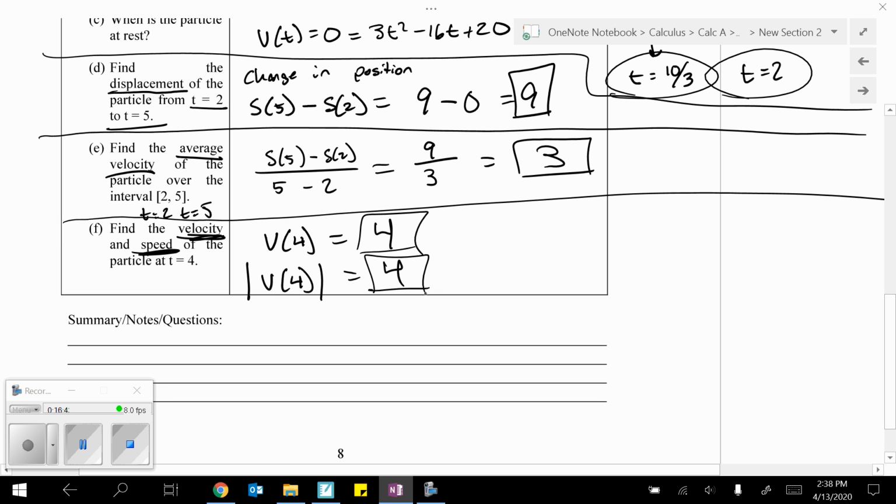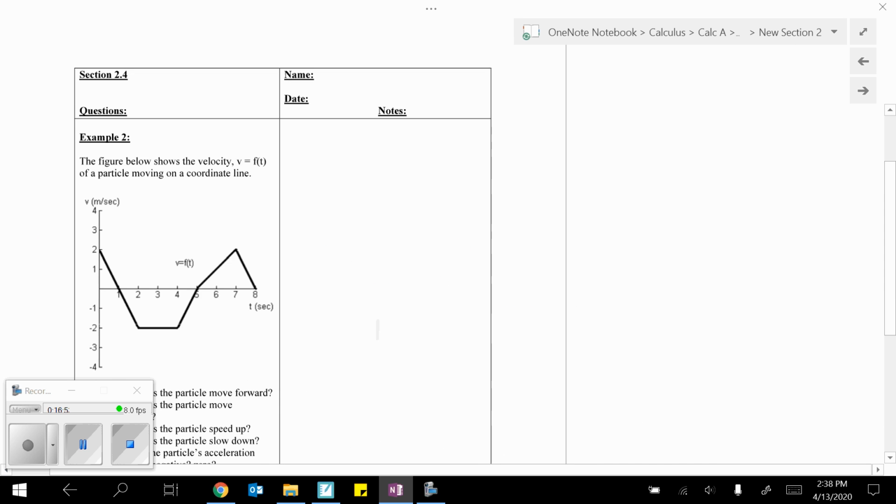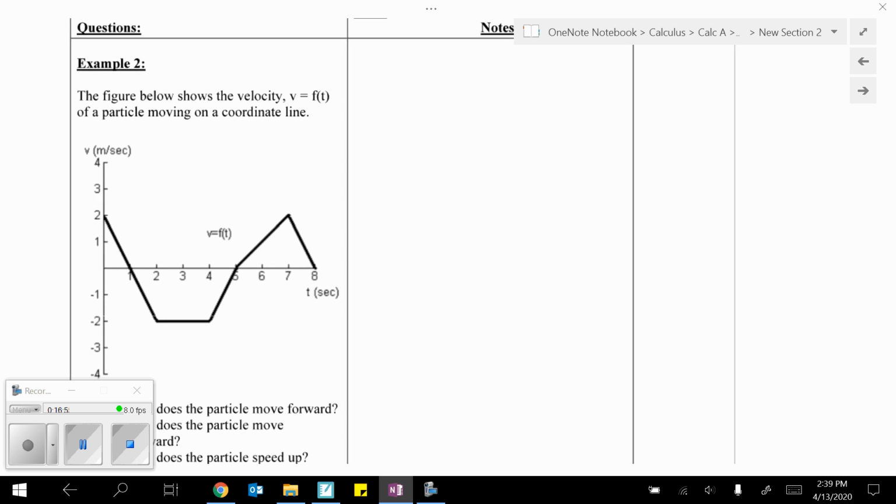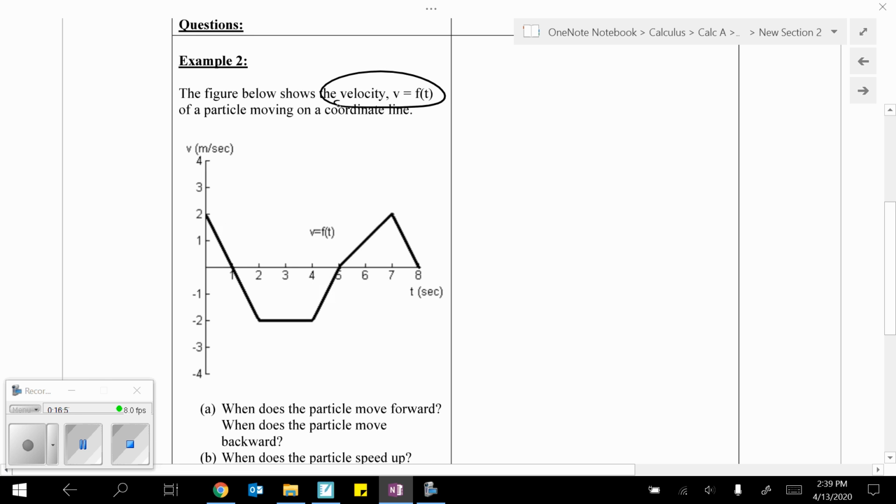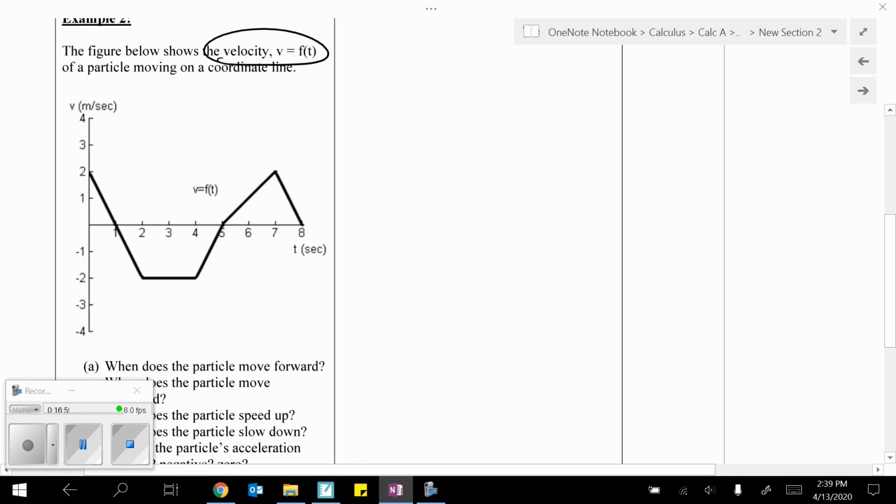Okay, so that's kind of a functiony example. Now I'm going to give you a graphical example on the next page. This graph is a velocity graph. So it shows velocity at any given time. So I immediately see, okay, it's got a positive velocity for a while, it's got a negative velocity for a while, then it's got some more positive.